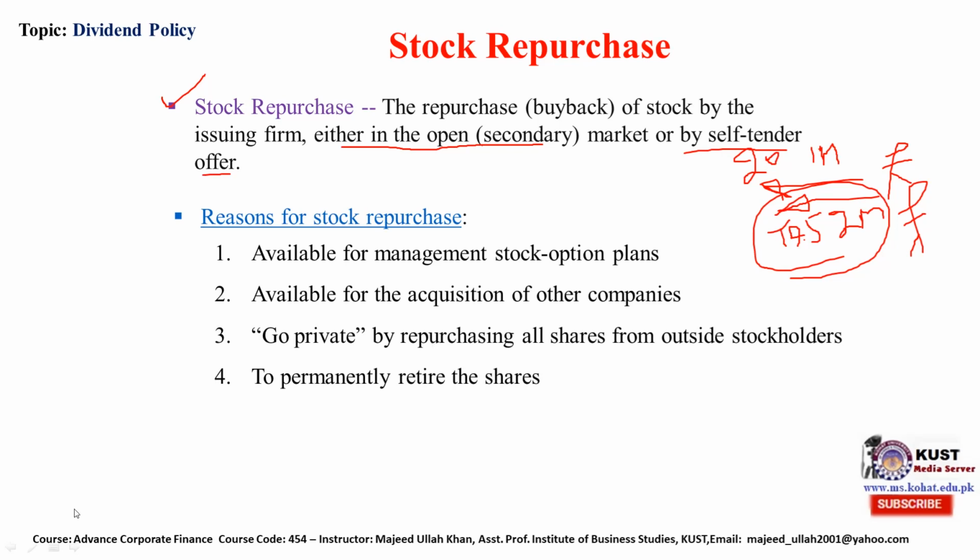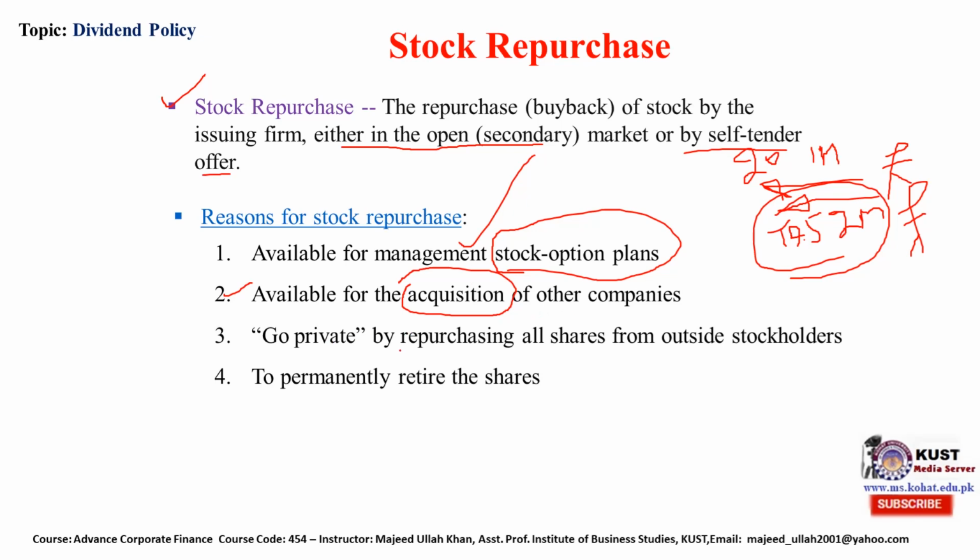Reasons for stock repurchase. There are multiple reasons. Available for management stock option plans: sometimes the company issues a stock option plan for the management to give them compensation in the form of shares of the company, in order to reduce agency issues. Available for acquisition: sometimes the company has a strategic move to acquire a firm and they need a number of shares that are with the company as well.